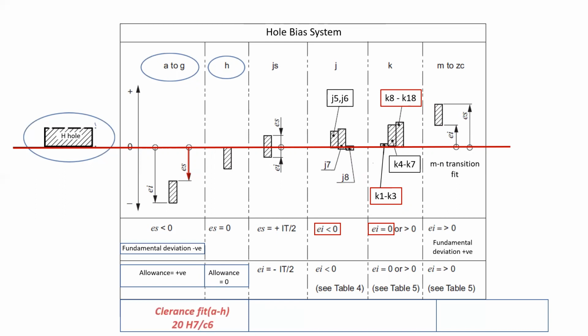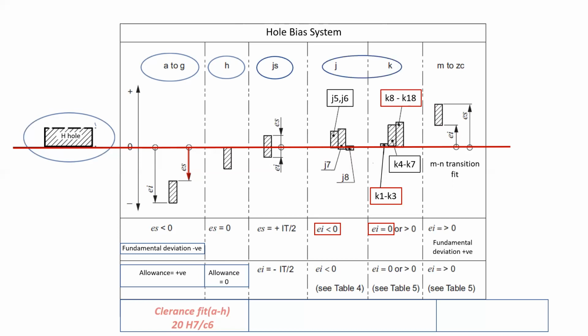Here 20 is the basic size in mm, H7 is the fundamental deviation as well as the tolerance grade for the hole, and C is the fundamental deviation for the shaft, and C6 its tolerance grade. Now let's see the shaft designated JS. For the shaft designated JS, we can see that the upper deviation will be positive and the lower deviation is negative, and both are equidistant from the red zero line.